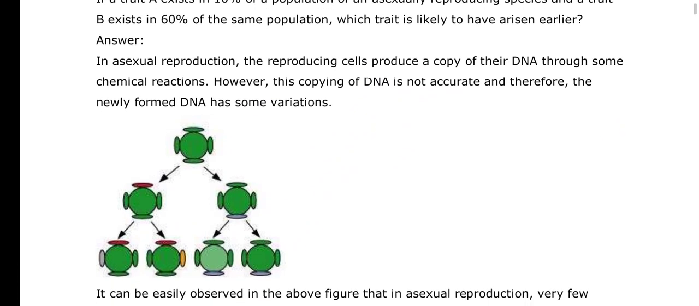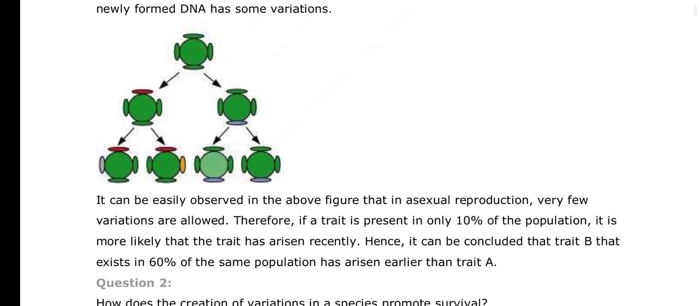In asexual reproduction, the reproductive cell produces a copy of its DNA through some chemical reaction. However, this copy of DNA is not accurate and therefore the newly formed DNA has some variation. It can be easily observed in the above given figure that in asexual reproduction, very few variations are allowed.